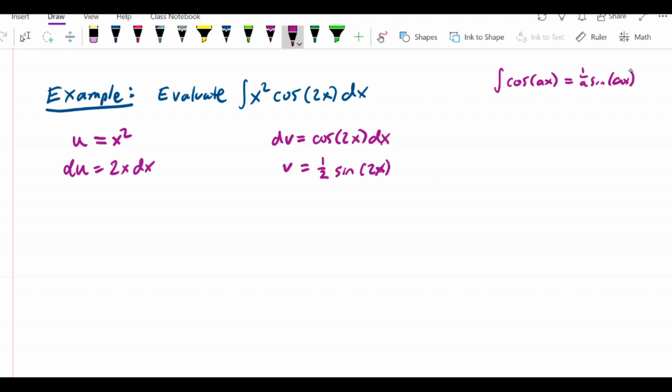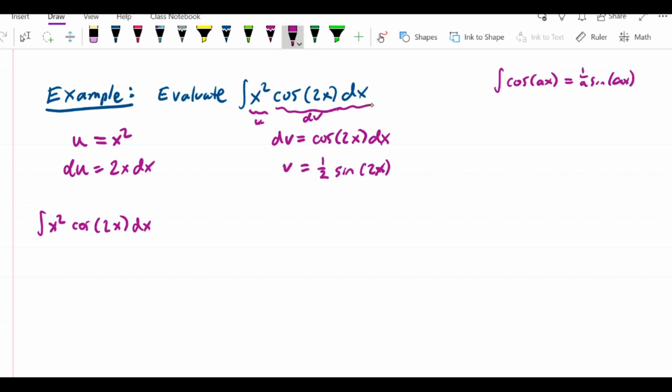All right, so let's write out where we are at this point. We have x squared. Actually, let me write in what these are. So that's u, and that's dv. So I have the integral of x squared cosine of 2x dx.